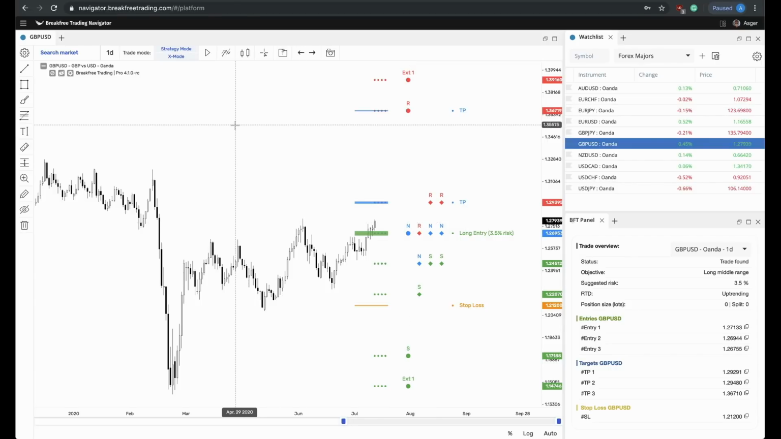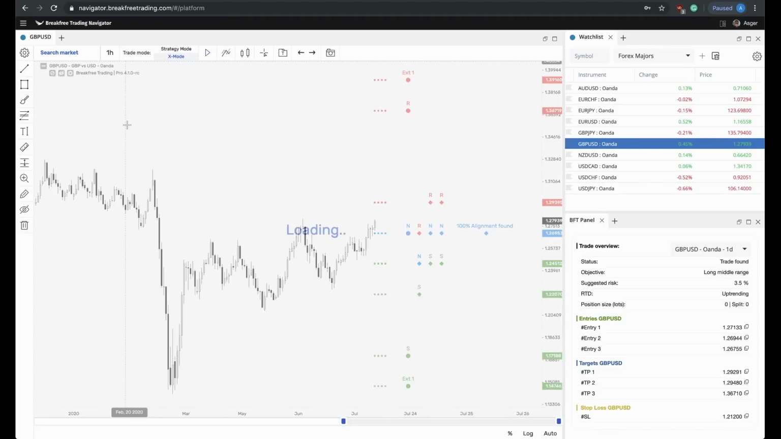Now, on to the next feature that I think is awesome. Strategy mode doesn't work for what I'm about to talk about, and that is the replay. It's just not possible currently, but it will work in the future. So we're going to turn this off, and then we're going to go explore what we call bar replay. And for this, I'm going to change it to 1 hour time frame.